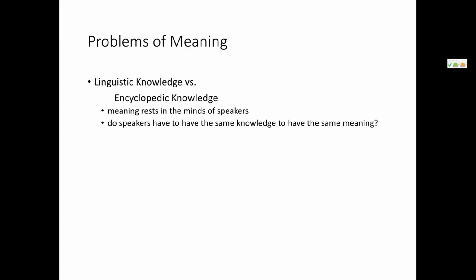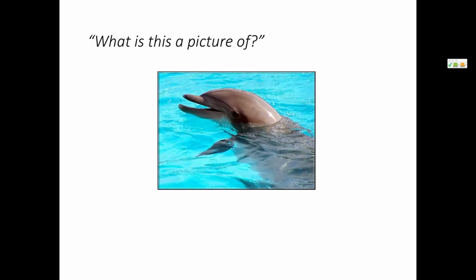Now, encyclopedic knowledge means basically knowledge that rests in the mind of the speakers. What is it that you think, as opposed to what the definition is necessarily in the dictionary, but what does it mean to you? And do you all have to have the same knowledge to have the same meaning? For instance, what's this a picture of? It's a dolphin, right? So, I mean, well, actually, I'm lying. It's a dolphin or maybe it's a porpoise. I can't really tell the difference.